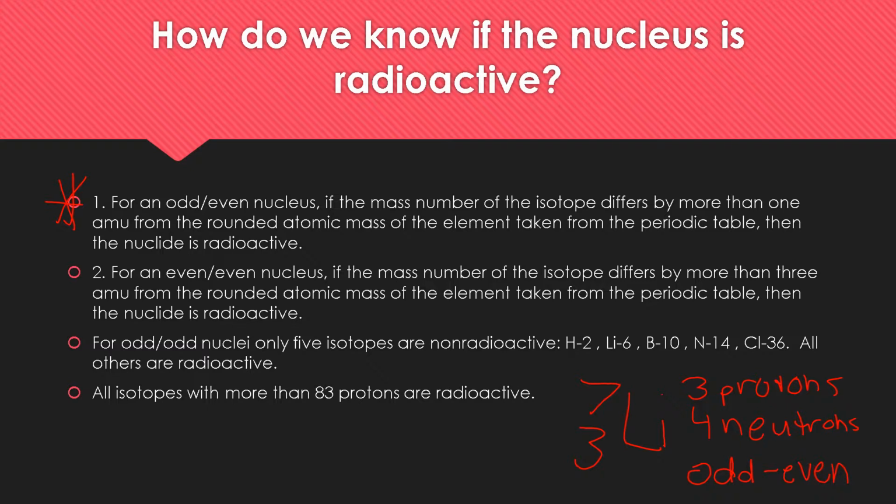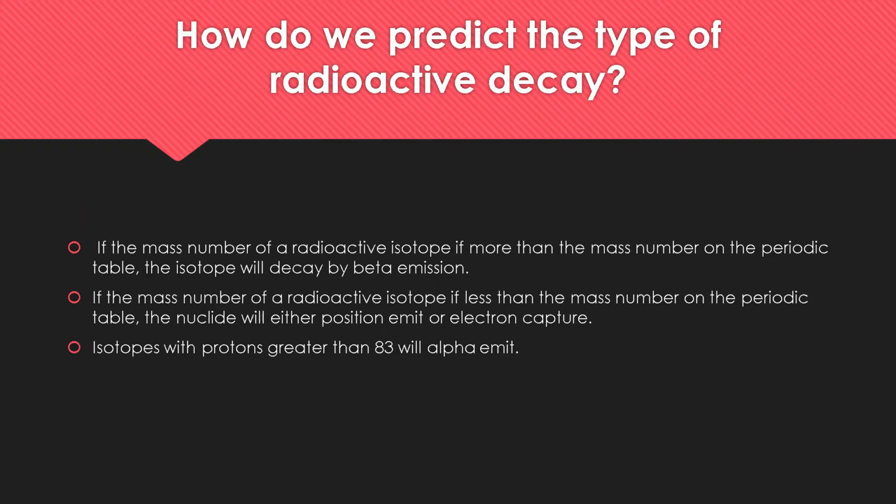For an even nucleus, if the mass number of the isotope differs by more than 3 atomic mass units from the rounded atomic mass given on the periodic table, then the nuclide is going to be radioactive. For odd nuclei, only 5 isotopes are non-radioactive, which are listed here. All other odd nuclei are going to be radioactive, and all isotopes with more than 83 protons are going to be radioactive. So how do we predict the type of radioactive decay? In other words, once we go through the process from the last slide, how are we going to know if it undergoes alpha emission or beta emission?